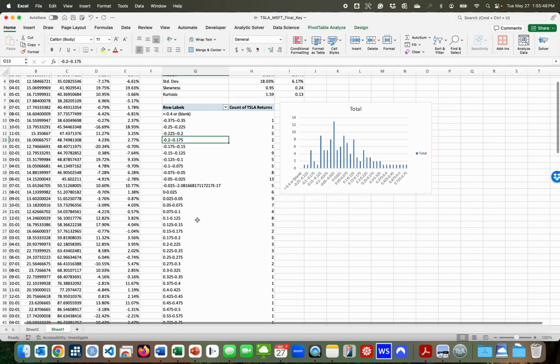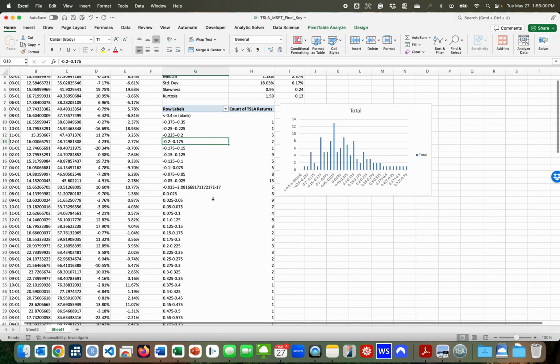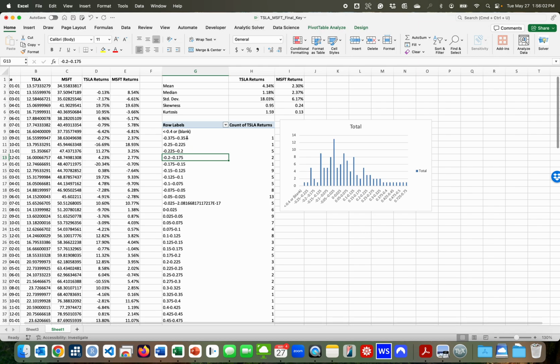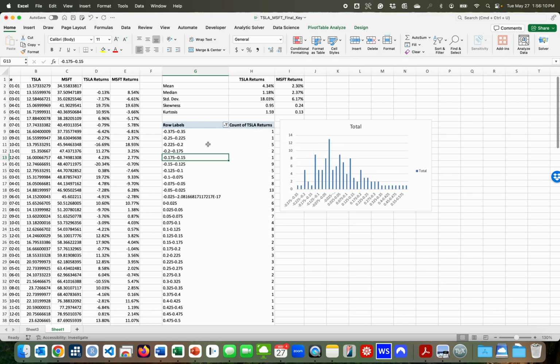Notice we didn't lose a lot of information here. And it's only going up to that maximum value anyway. So even though I put a higher upper bound, it didn't matter because there's nothing up there. To get rid of this less than negative 0.04 or blank, we can come up here and just turn that one off if you want to. And that'll clean it up just a little bit more.